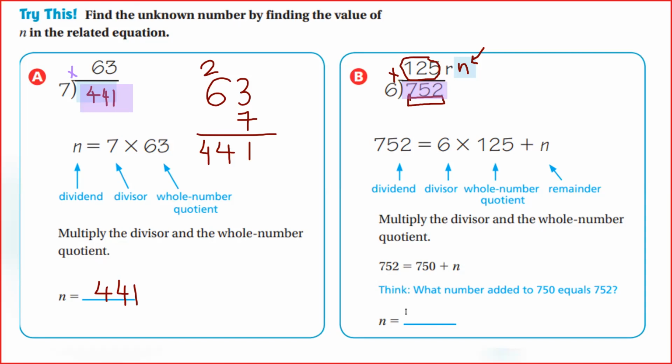What is it? 2. Thank you. So the number that when I add it to 750 and I get 752 is 2. So that means here the remainder for this one is 2.